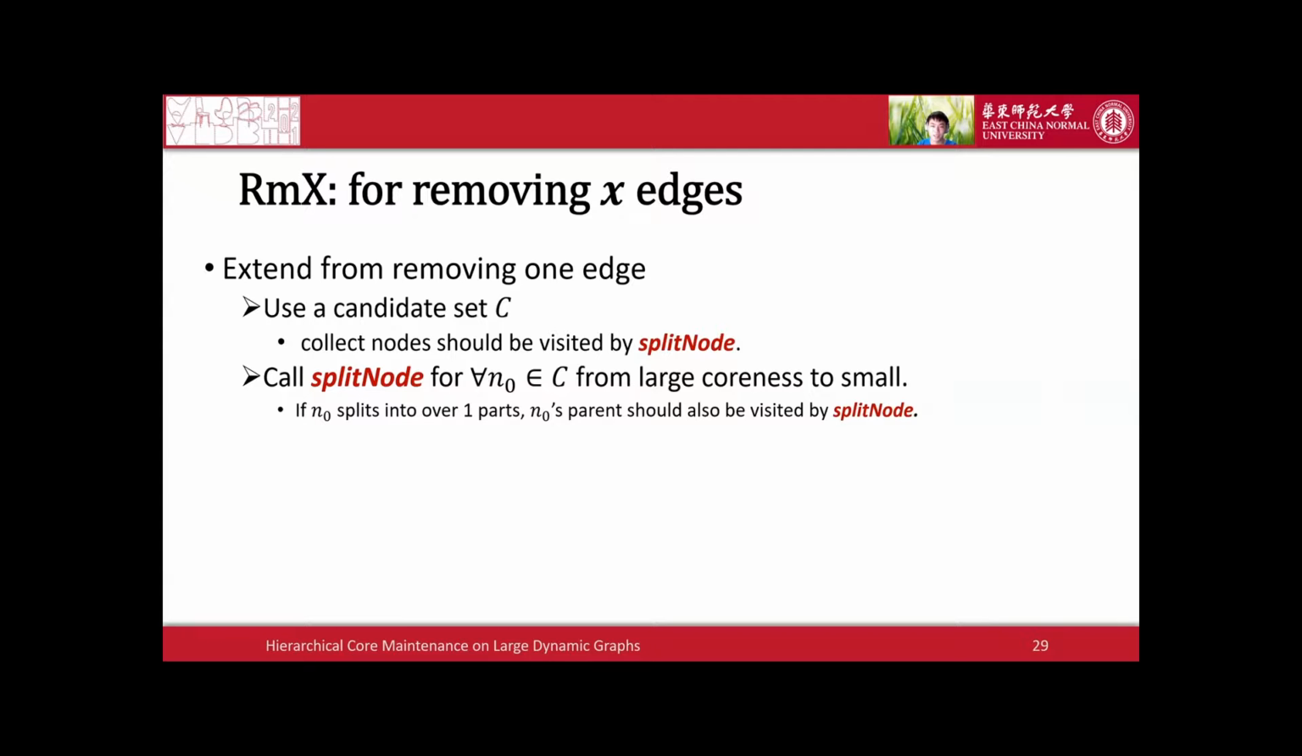We use a candidate set to collect all tree nodes that should be visited by split node. We call split node for each node in the candidate set in the order from large coreness to small. If the node splits into more than one part, we will put its parent node into the candidate set C. The processing will continue until we have visited all nodes in the candidate set.